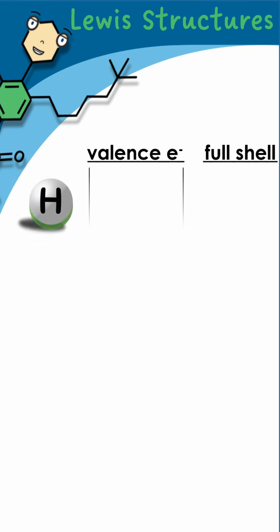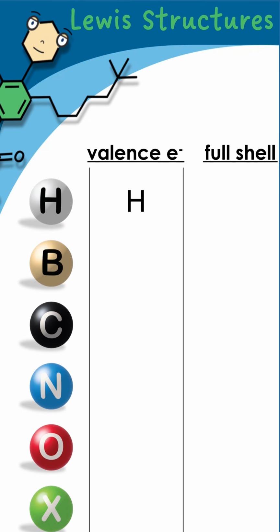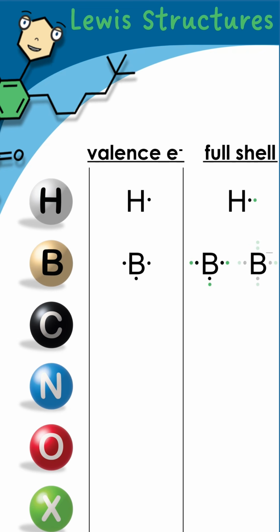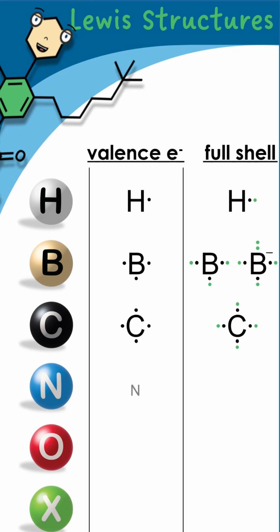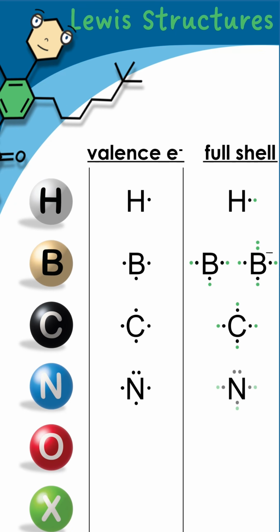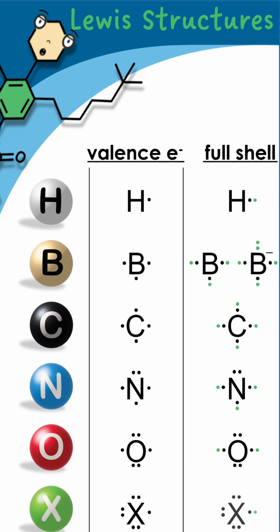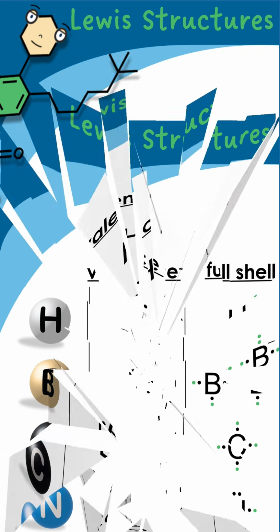Now, for organic chemistry, this is very easy because we're only interested in a handful of elements. So hydrogen has 1 valence electron and would like to have 2. Boron has 3 and would like to have 6 or 8. Carbon has 4 and would like to have 8. Nitrogen has 5 and would like to have 8. Oxygen has 6 and would like to have 8. And the halogens have 7 and also like to have 8, like most atoms.